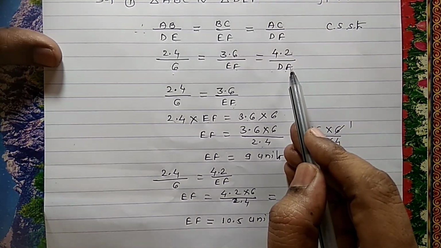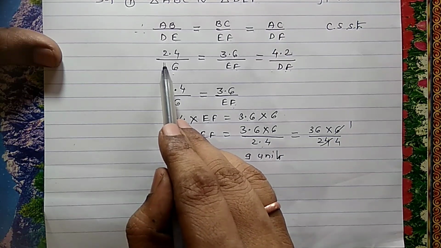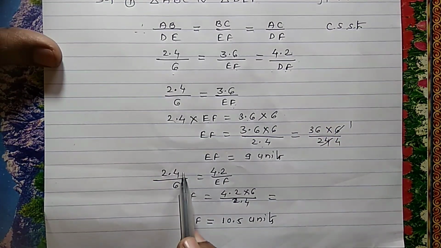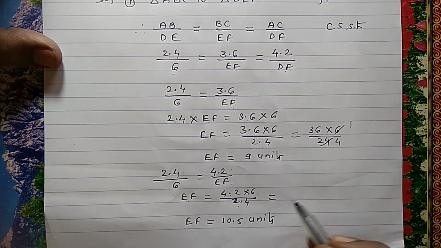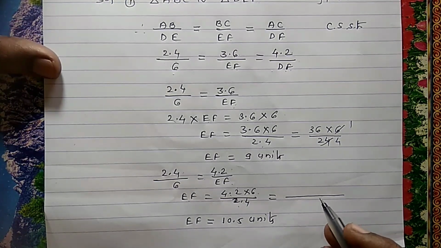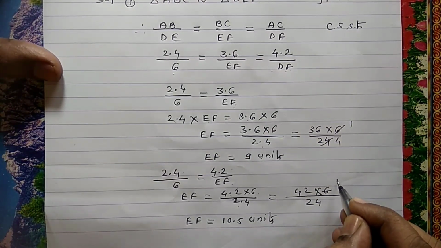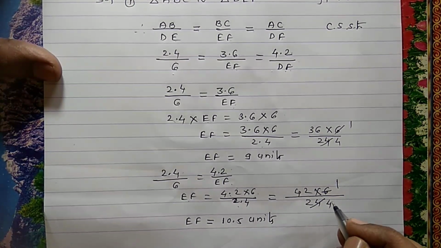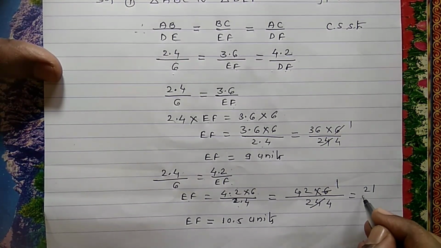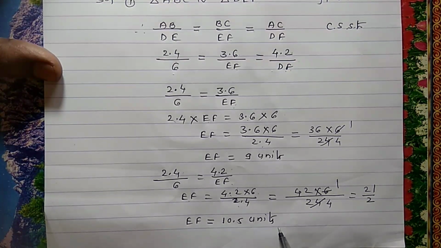Now to find out DF. So I will compare first ratio and the third ratio, that is 2.4 upon 6 is equal to 4.2 upon DF. By cross multiplication and solving, I will get DF is equal to 4.2 into 6 upon 24. Removing the decimal. So be careful while removing the decimals, that is 42 into 6 upon 24. 6 ones are 6, 6 fours are 24, 2 twos are 4, so I will get 21 upon 2, that is 10.5 units. So I will get DF is equal to 10.5 units.